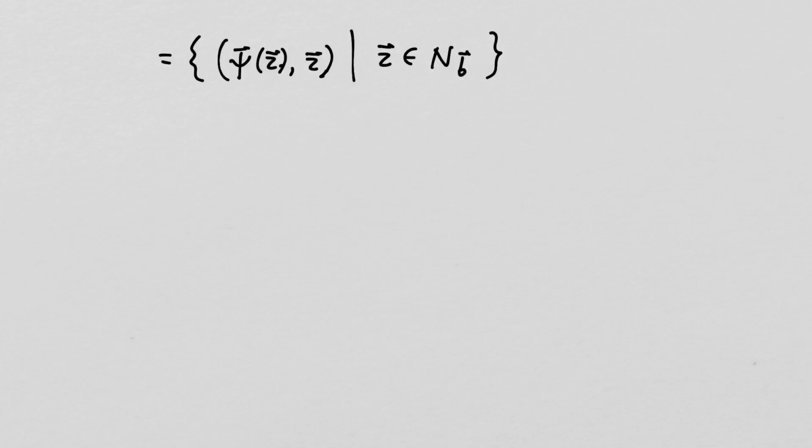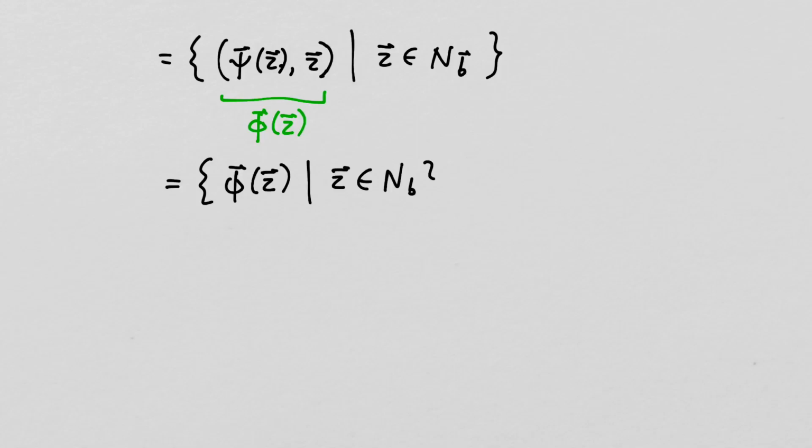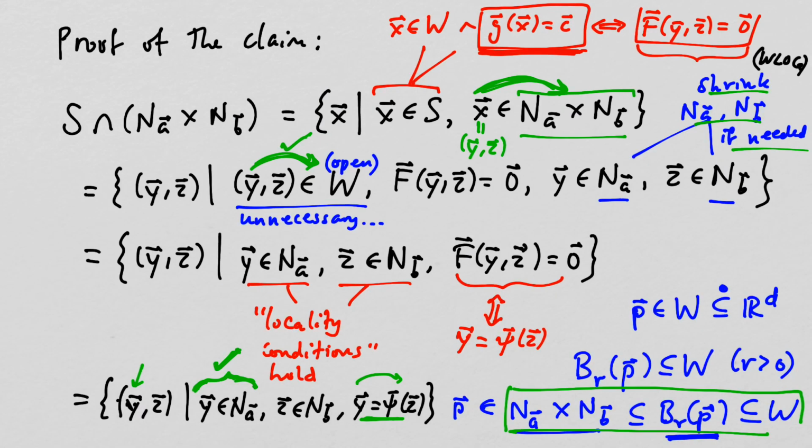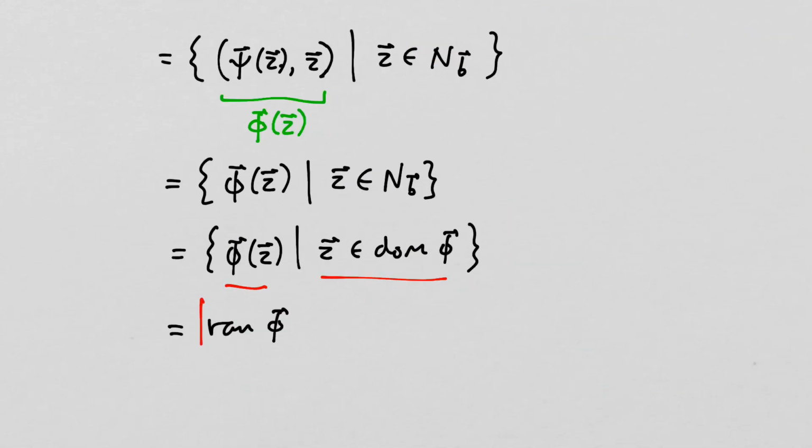Okay? Anyway, but then also let's remember that this concatenation here is precisely what we defined as phi of z. So the set becomes all things of the form phi of z such that z is in n sub b. In other words, all vectors phi of z where z is in the domain of phi, because that's what n sub b is. And that's just the range of phi. Okay? The set of all values phi of z where z runs through the domain of phi is exactly the range. So we started this calculation with this set, which was that local patch of S around P, surrounding the point P, and we ended with this description. So we've proven our claim. Okay, good.